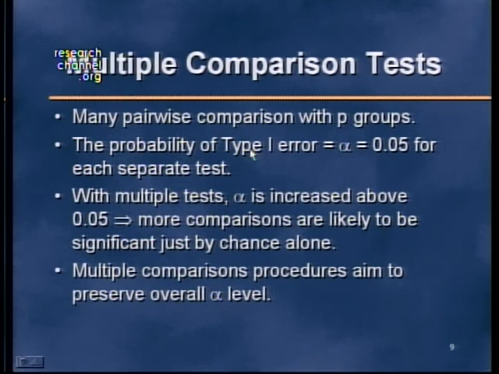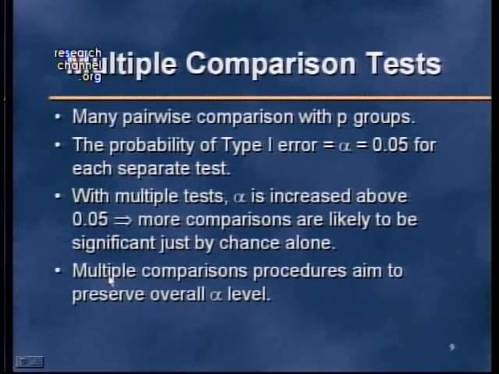The problem with making multiple t-tests is that for each t-test, we set the significance level, alpha, of 0.05. We're trying to minimize our type 1 error at 0.05 for each separate test. If we perform multiple separate tests, we'd actually increase the probability of a type 1 error above 0.05. So just by chance alone, the more comparisons we make, the more t-tests we perform, we're likely to find one or more to be significant just by chance alone.